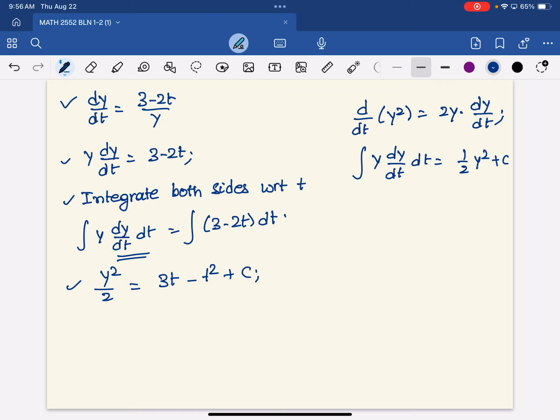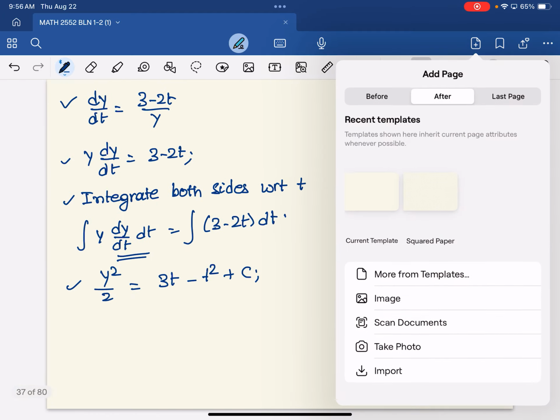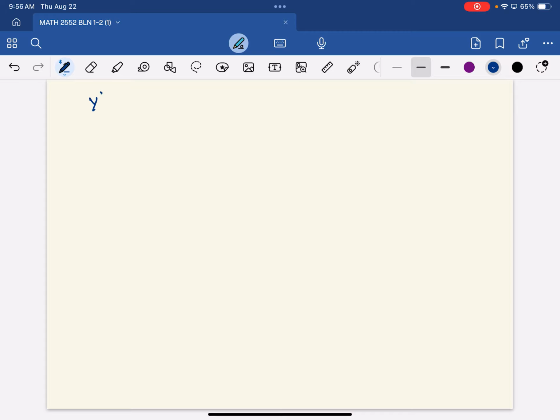Okay, now, I got my solution to be y squared over 2 equals negative t squared plus 3t plus c. Do you agree? Now, you should be asking me a question. What should be the question that you should be asking? Yes, what does this mean? Very good.